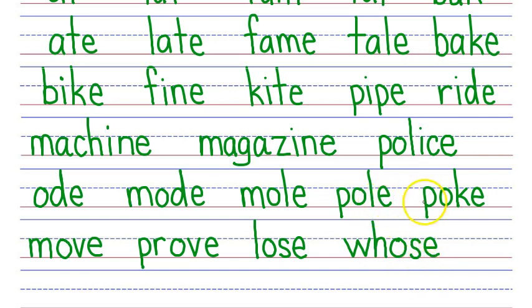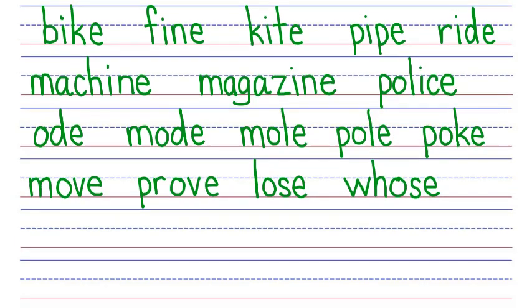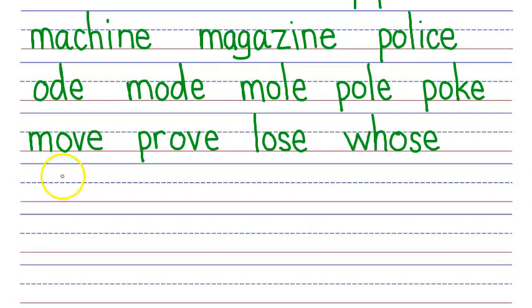Next word, cube. Let's get a little more space here. We have a C that says K, a U that needs to make the long U sound, U, a B that says B, and the silent final E to make that U make a long sound. K, U, B. Next word, mute.